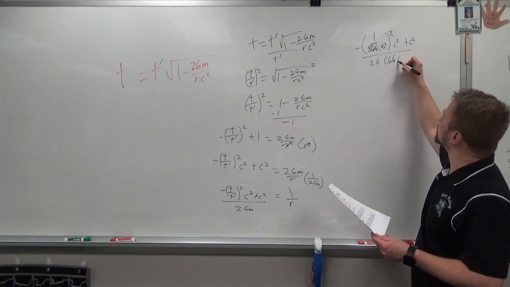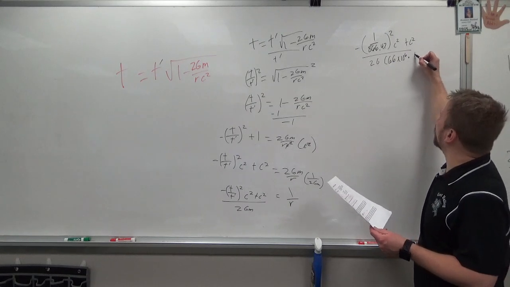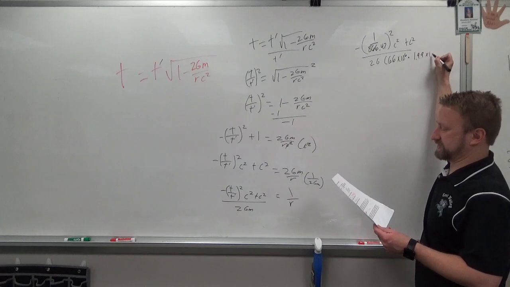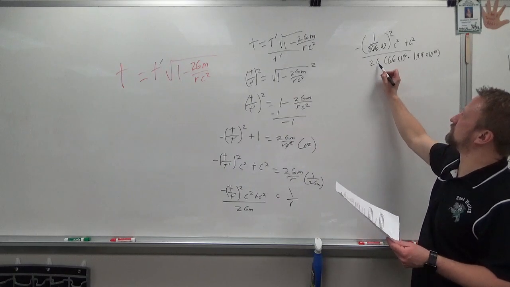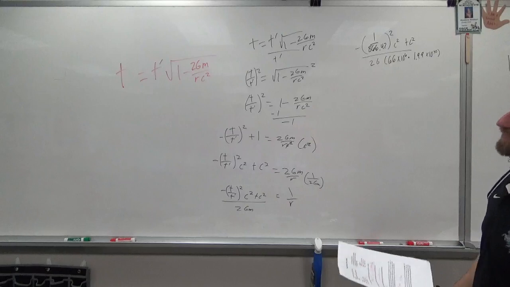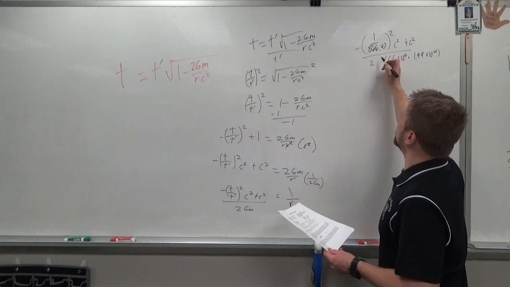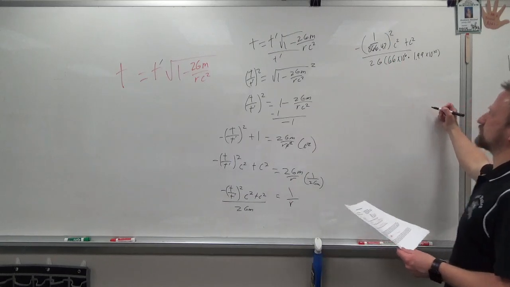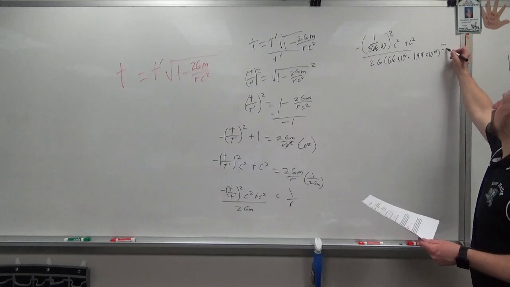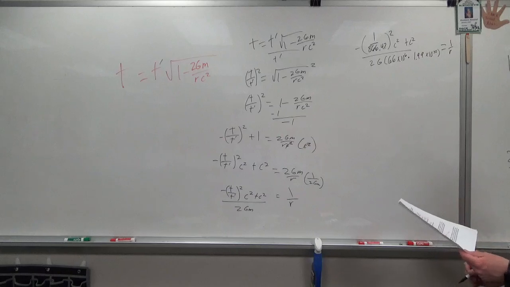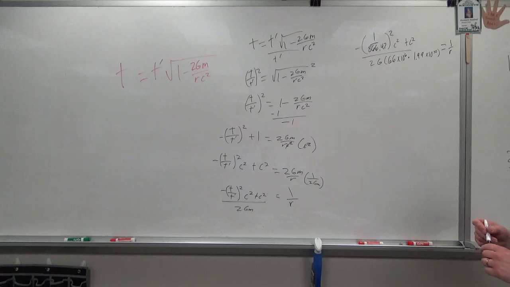6.6 times 10 to the 6 times the solar mass, 1.99 times 10 to the 30th is our solar mass. Big G is a constant, right? That's 6.67 times 10 to the negative 11th. That's why I didn't write it, I just left it as a G. And this is all inverse of the radius. Calculator time.